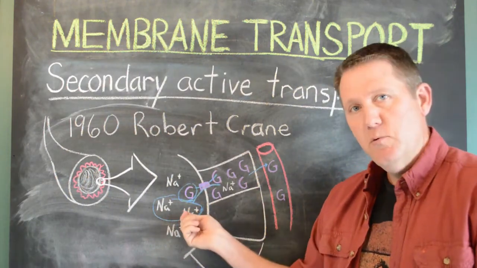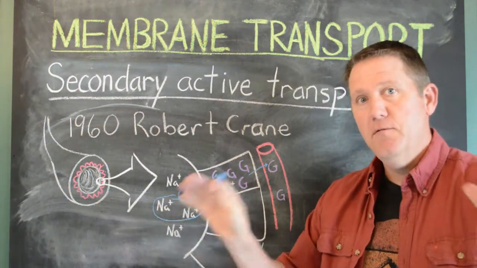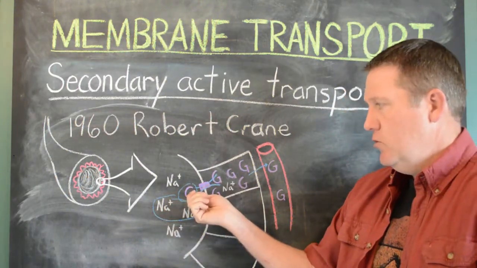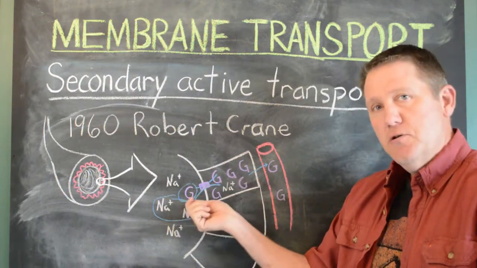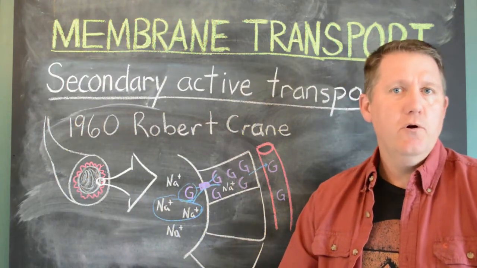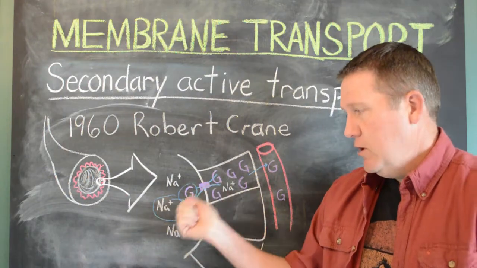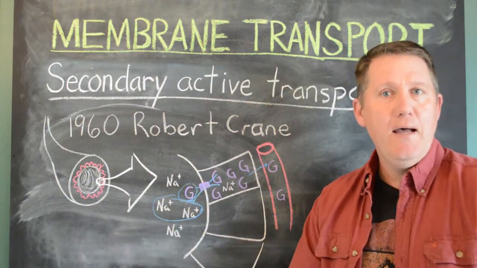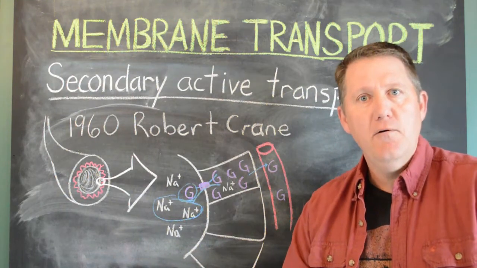So sodium's moving down its concentration gradient. The cell makes sure it's empty of sodium, and then glucose is moving against its gradient, but since it's powered by sodium, it still comes in. This is important for the absorption of a lot of nutrients, including glucose and many amino acids, even the nucleotides from the broken down DNA in our food.